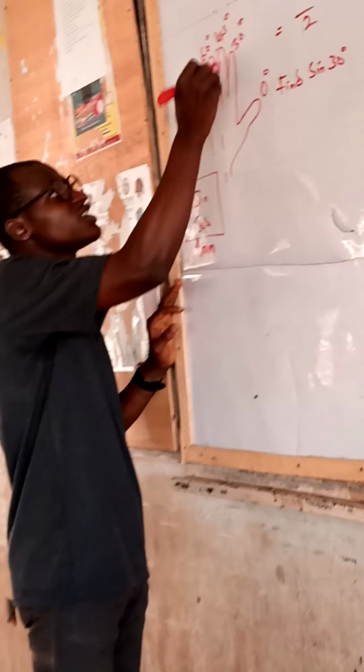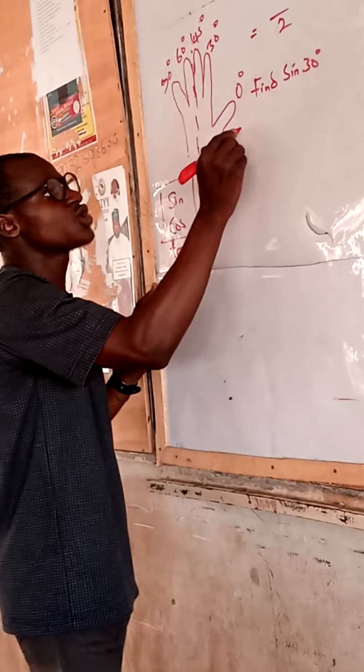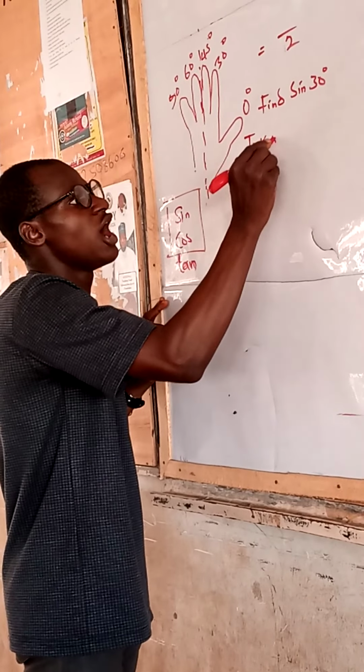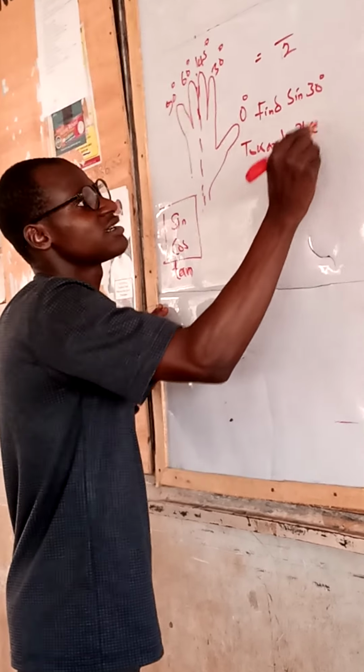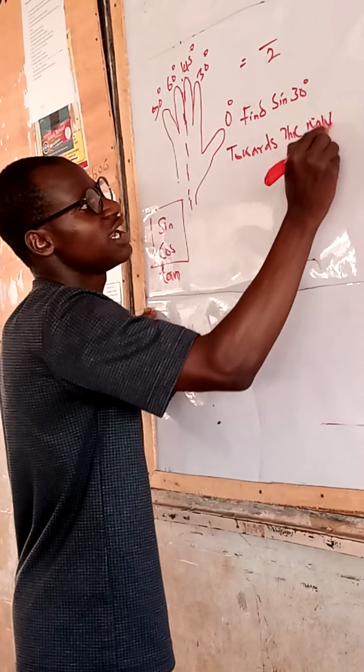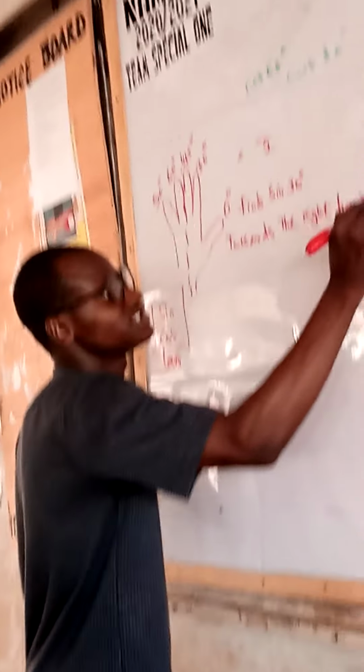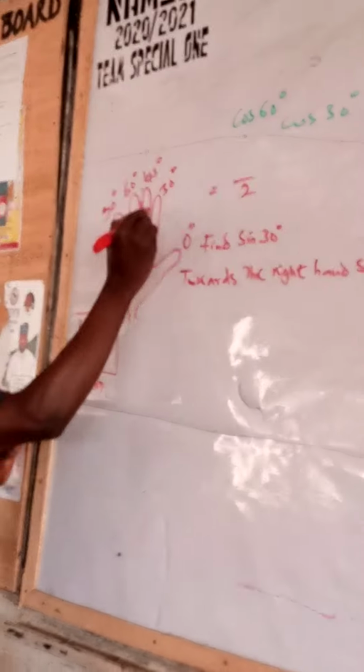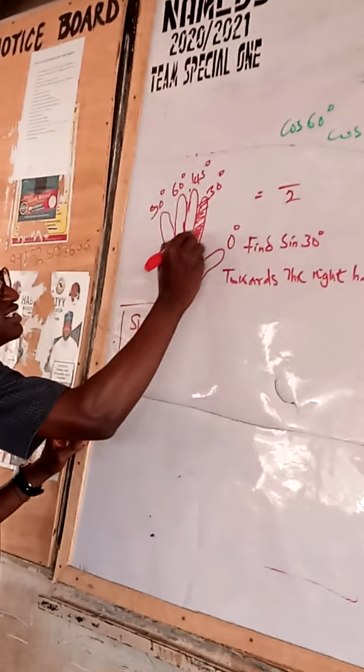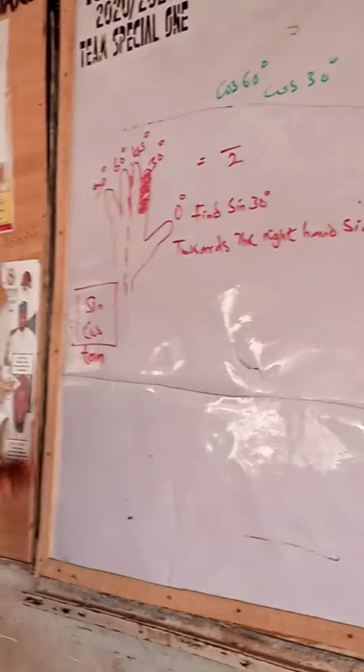Now, if it is for sine, you count towards the right, towards the right hand side. Sine 30 degree, you shade it like this.